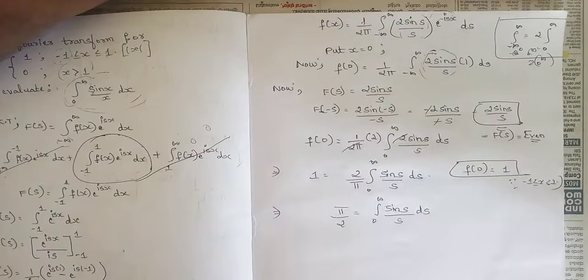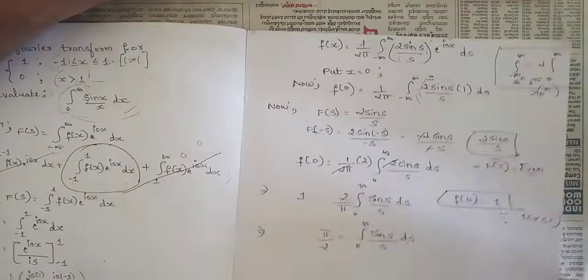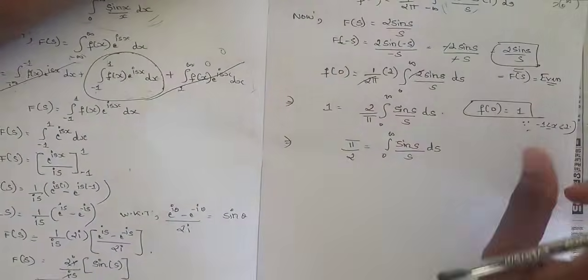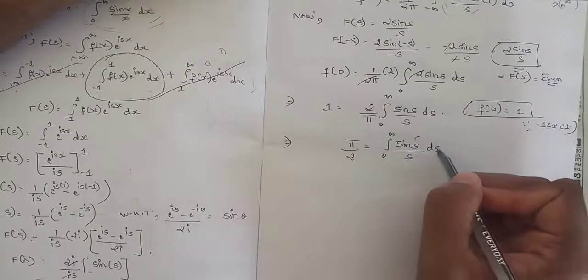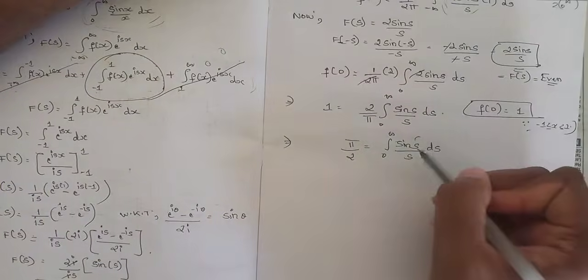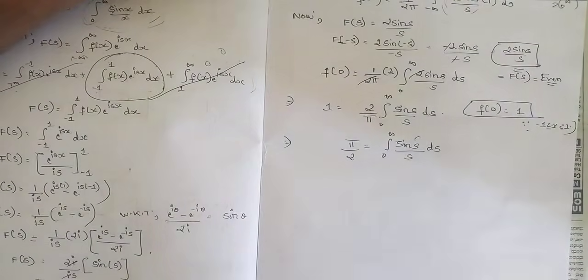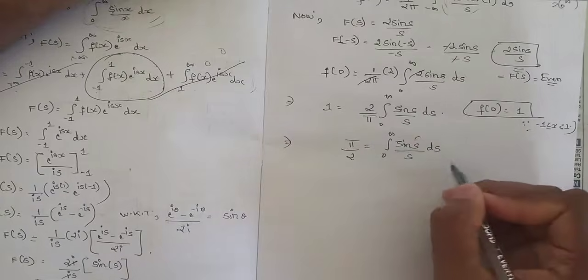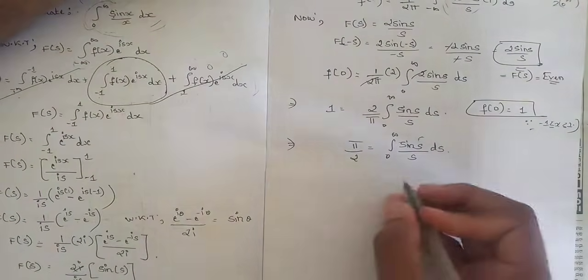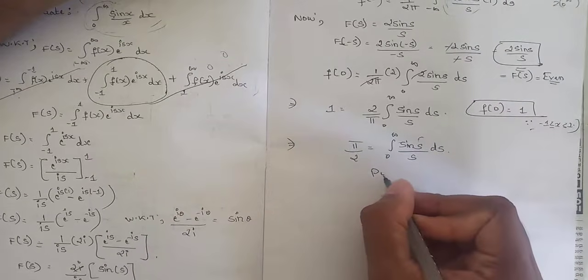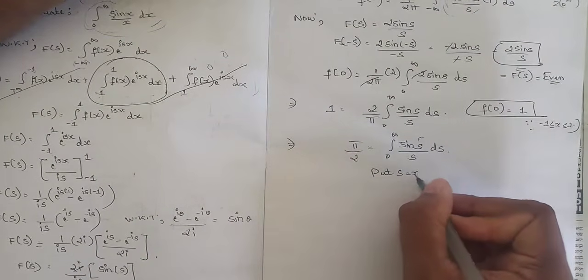Okay, so now we have nearly reached the destination, that is we need to find the integral from 0 to infinity of sin x by x into dx, right? But in place of x we have here s. So the last step we need to do here is replace the parameter s by x, in order to get our final answer. Nothing much to do here, we need to put s is equal to x.